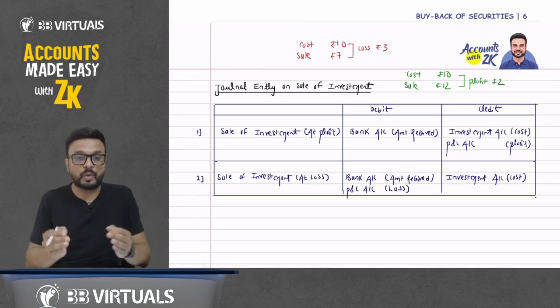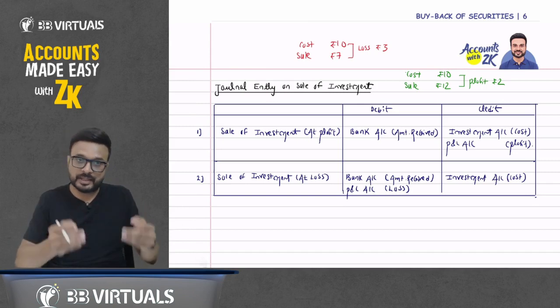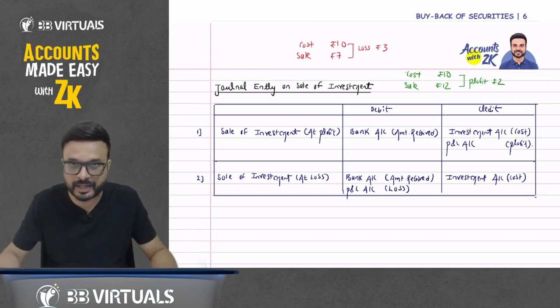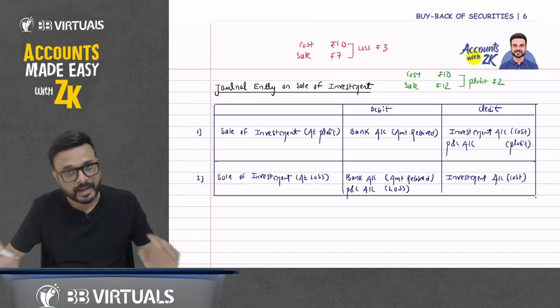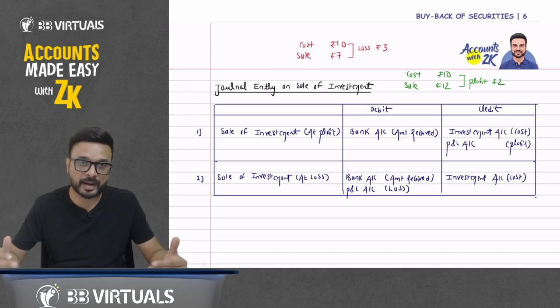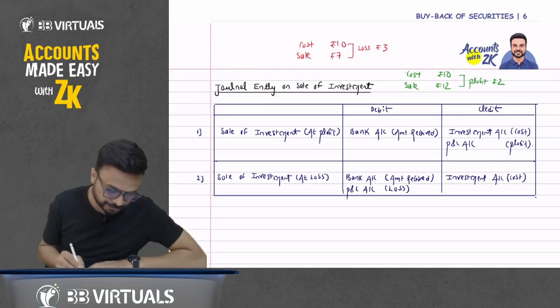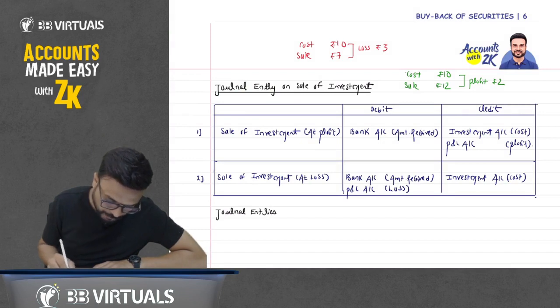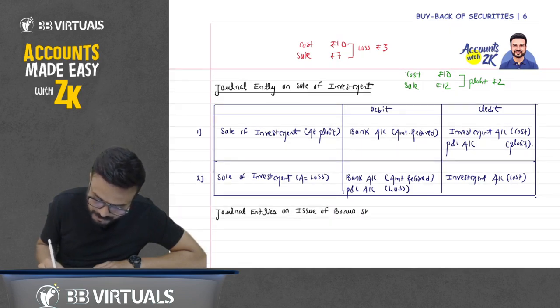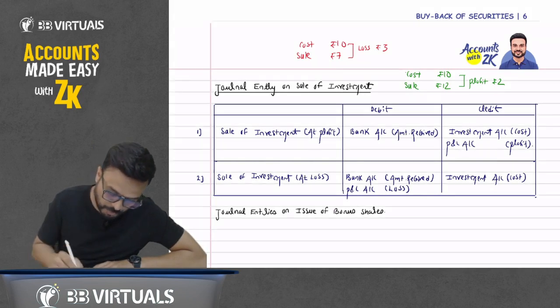But you have to know what entry we pass in case of bonus shares. When we give bonus shares, what entry do we pass? So first we'll discuss the concept of bonus shares, and then we'll discuss what entry we pass in case of issue of bonus shares. Okay. So give the heading there: journal entries on issue of bonus shares.